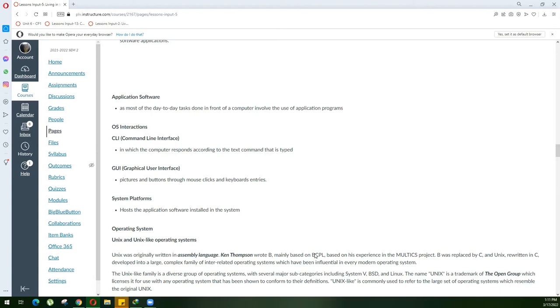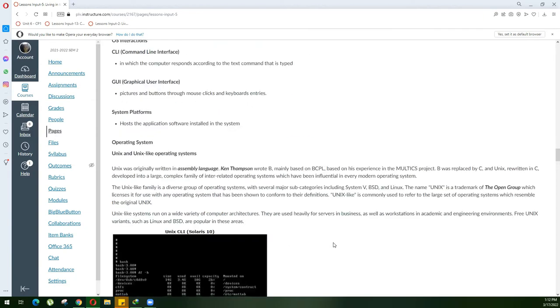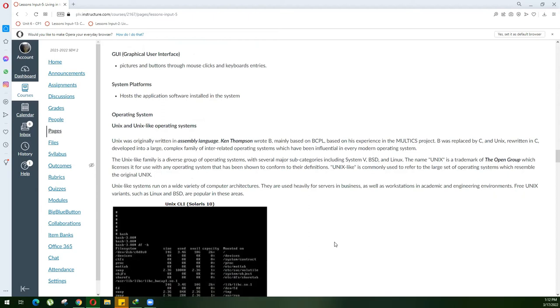So how do we interact with the operating system? We can interact with the operating system using either a CLI or a GUI. The CLI was the earliest form of interaction, before the advent of the mouse, in which the computer responds according to the text command that is typed. And the GUI, or graphical user interface, uses pictures and buttons through mouse clicks and keyboard. What are the differences?